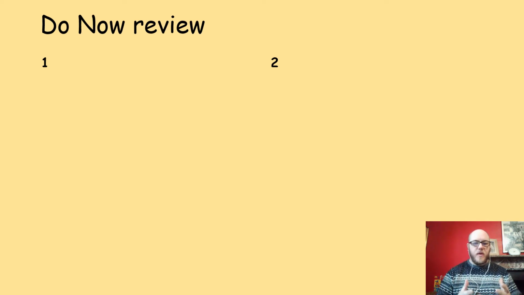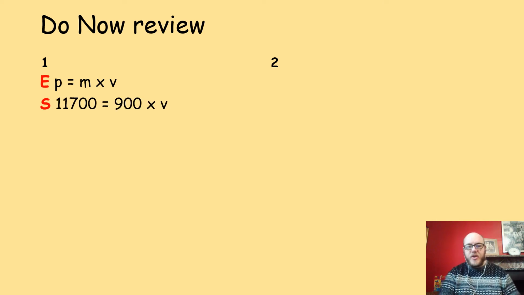All right, so welcome back. To have a look at these questions, we're going to go through an SROW method. Obviously, you know we love the SROW, gets us marks in exams. So the equation, we've been asked about momentum. We've been asked to find the velocity of a car with a specific momentum and a specific mass. So we substitute the numbers we were given into that equation. The momentum is 11,700. The mass is 900 kilograms. That's all multiplied by the velocity.